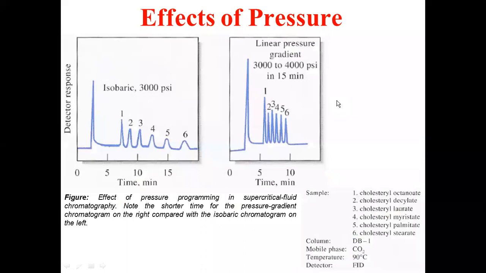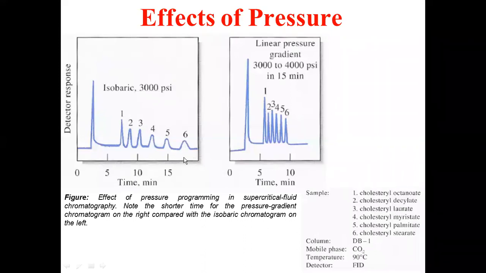You can see here the chromatograms obtained for the separation of 6 compounds, 6 cholesterol derivatives. You can see at the bottom cholesterol acetate, cholesterol decylate, cholesterol laurate, cholesterol myristate, cholesterol palmitate, and stearate. All these 6 compounds are present in a sample as a mixture, you assume. And when they are subjected to separation by using DB-1 and carbon dioxide as a mobile phase at 90 degrees Celsius by using a flame ionization detector, if you maintain a pressure of 3000 psi under isobaric condition, more than 15 minutes are required to elute the 6th compound, that is cholesterol stearate.